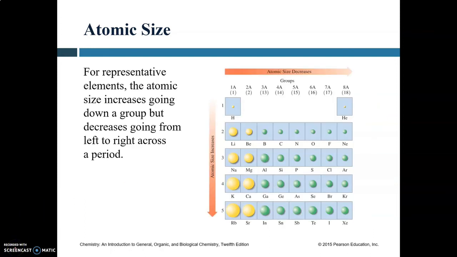So here you can see an illustration of what we were just talking about, that the atomic size increases as you go from top to bottom of the group, and it decreases as you go from left to right across the period.